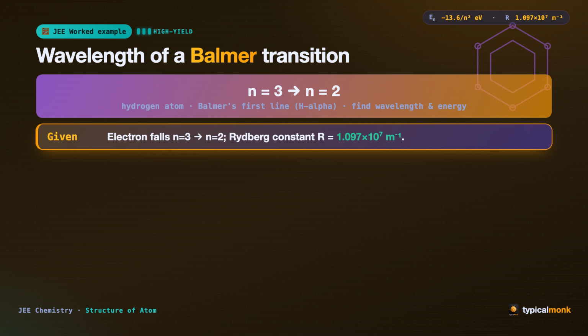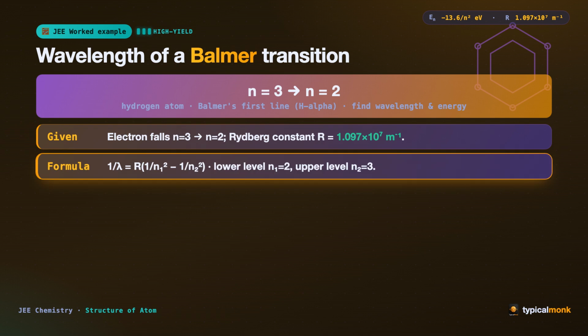The electron falls from n equals 3 to n equals 2, and the Rydberg constant is 1.097 × 10^7 per meter. Never skip writing the given. Step 2. The formula. 1 over lambda equals the Rydberg constant times (1 over n1 squared minus 1 over n2 squared), where the lower level n1 is 2 and the upper level n2 is 3.